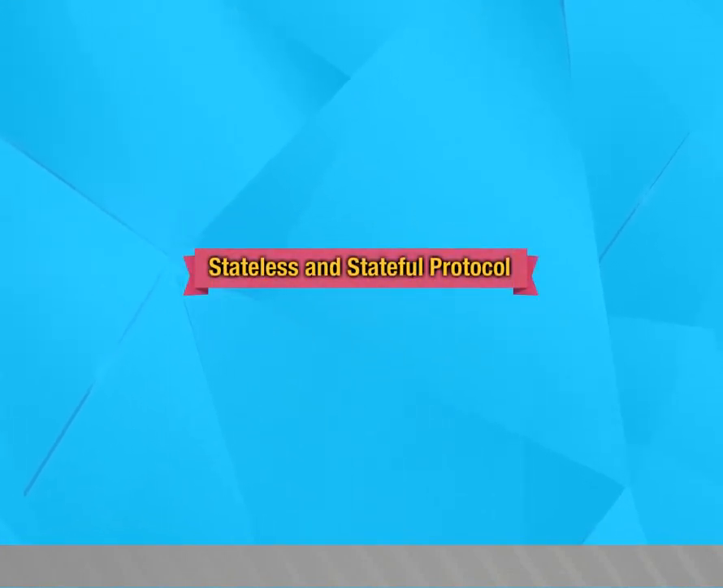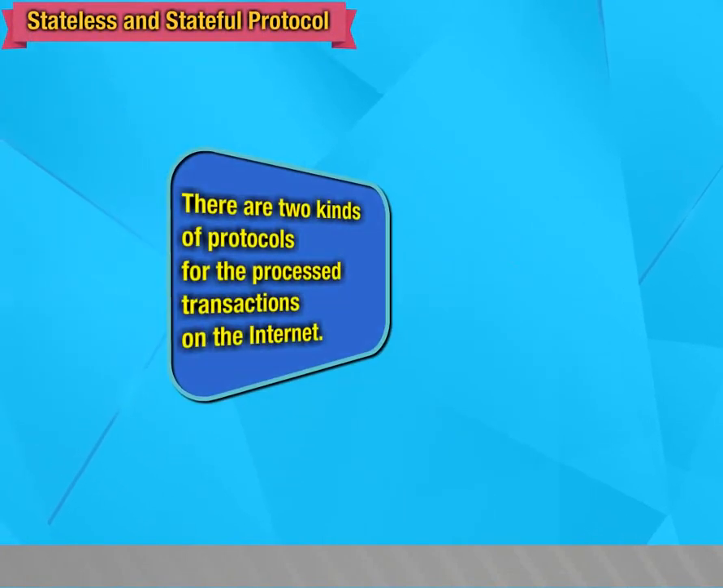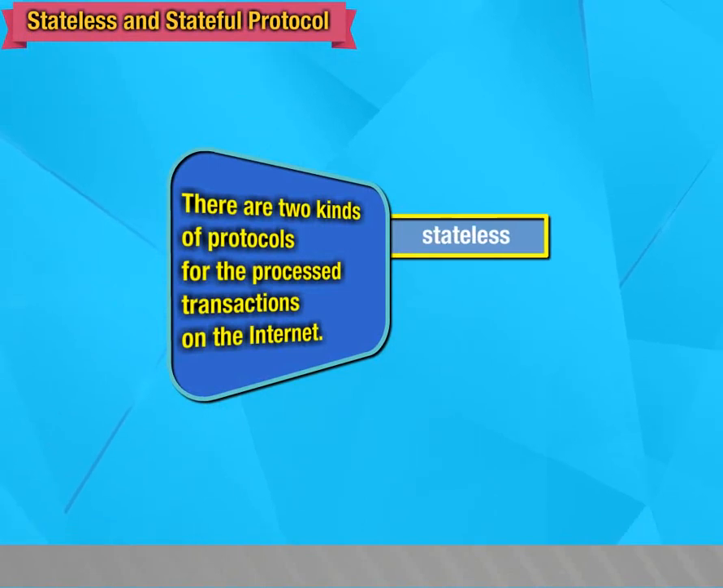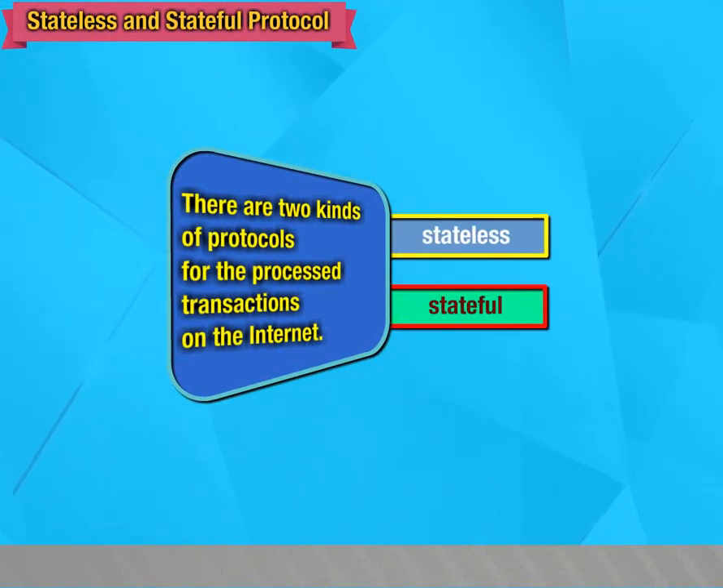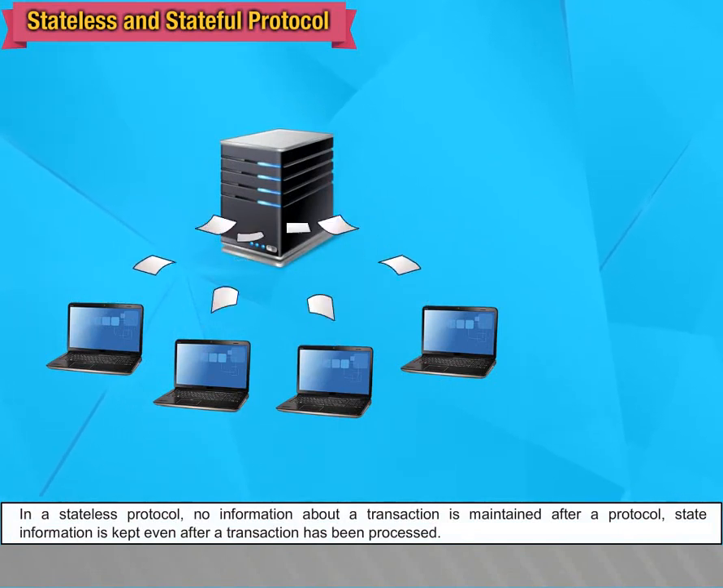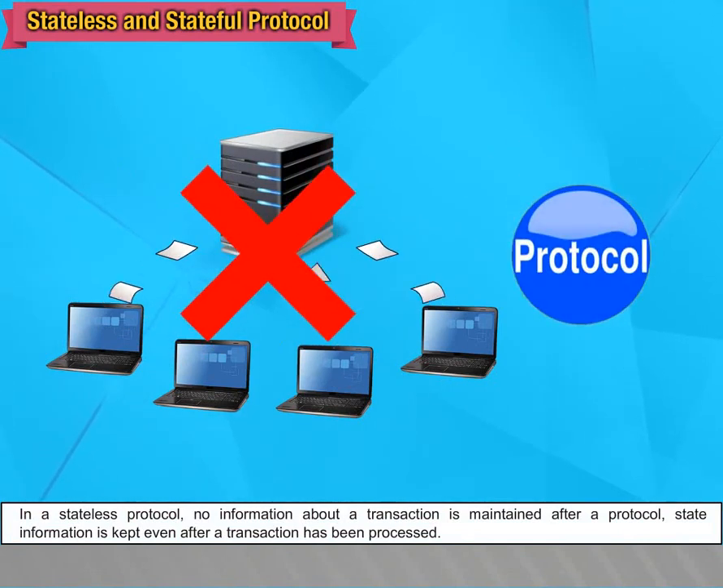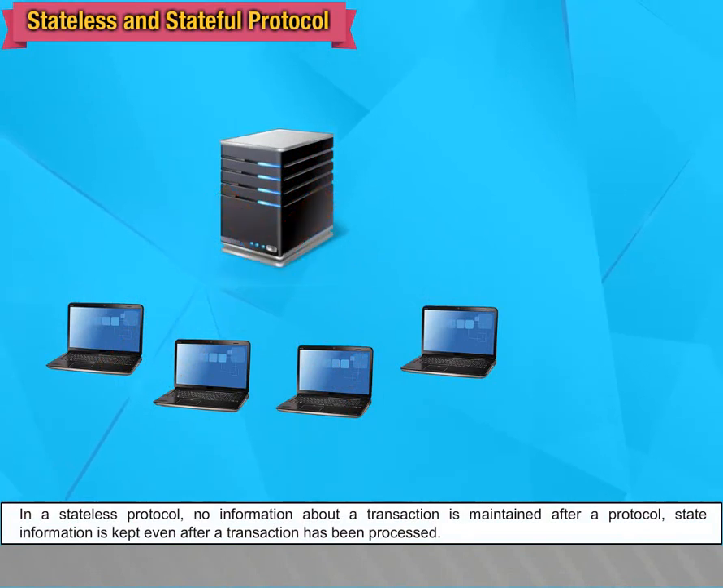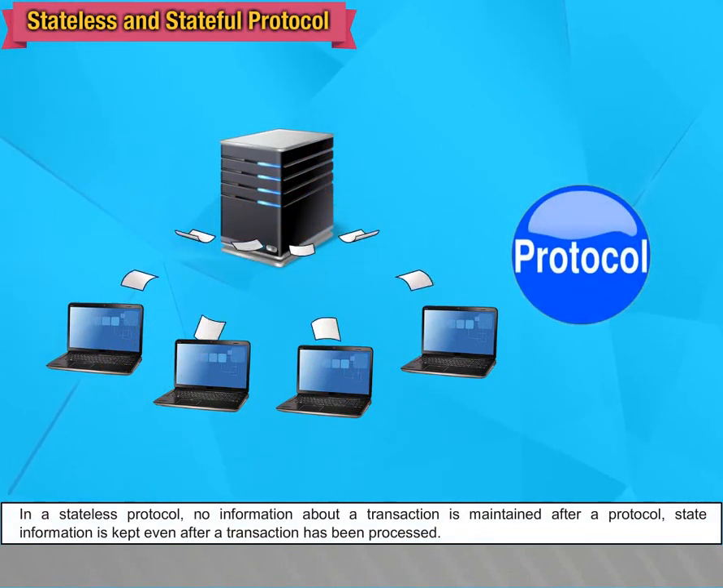Stateless and stateful protocols. There are two kinds of protocols for processing transactions on the internet. These are stateless and stateful protocols. In a stateless protocol, no information about a transaction is maintained after a transaction has been processed. In a stateful protocol, state information is kept even after a transaction has been processed.